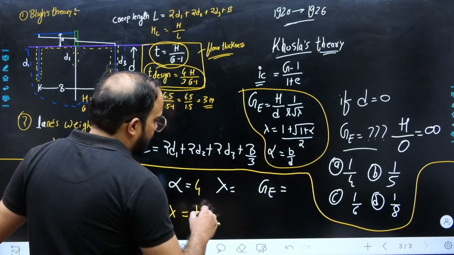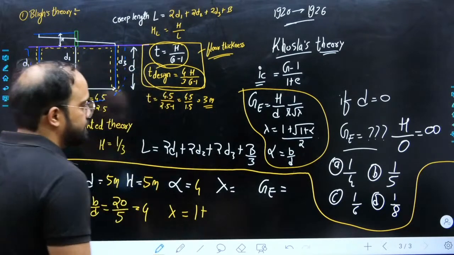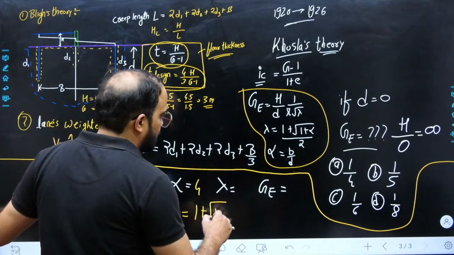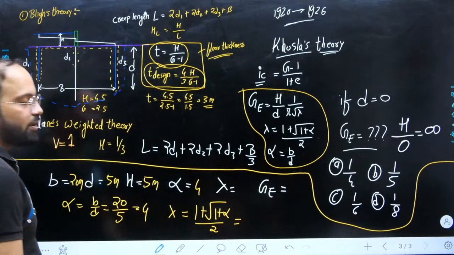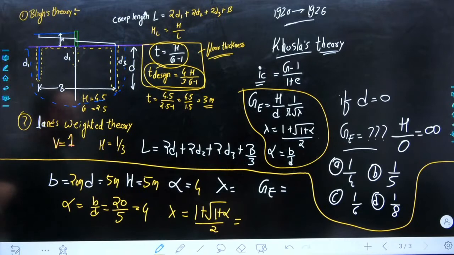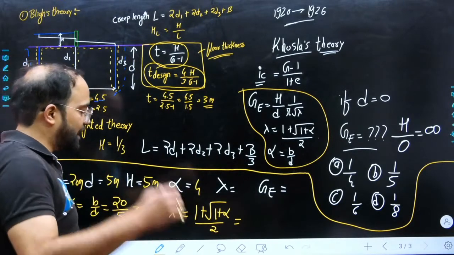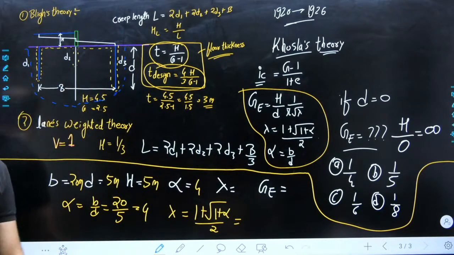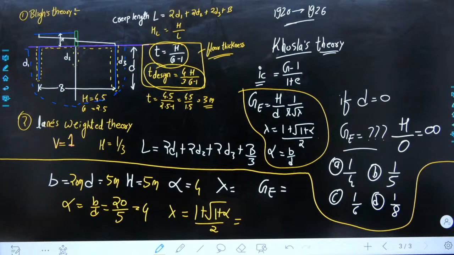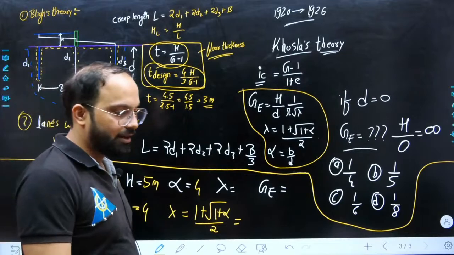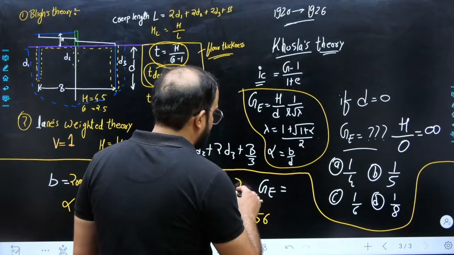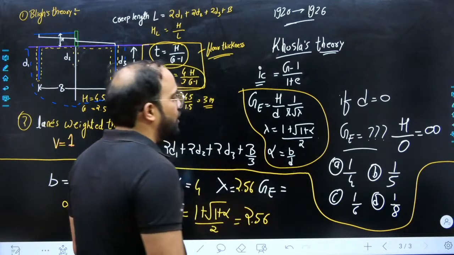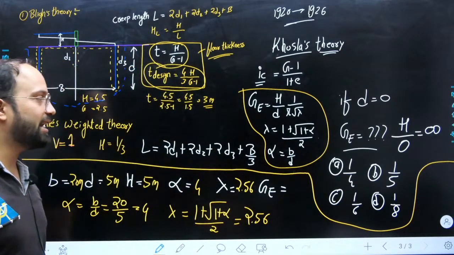Lambda is (1 plus root over 1 plus alpha squared) by 2, and this will be equal to (1 plus root over 5) divided by 2. What is the value of lambda? Very good, it is 2.56. Now tell me, what is the value of exit gradient?